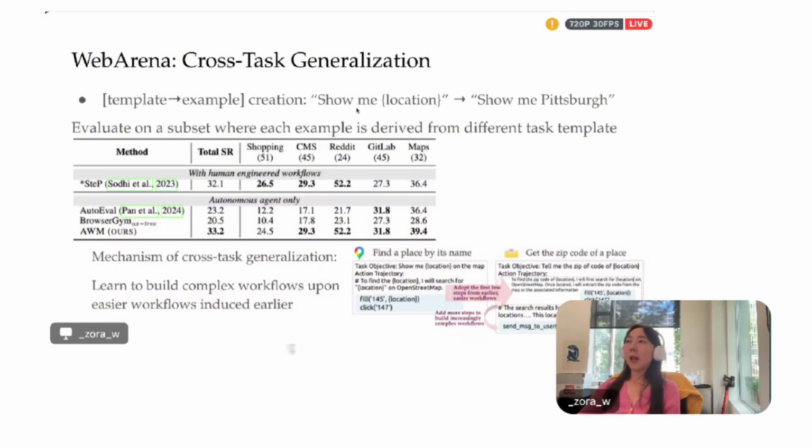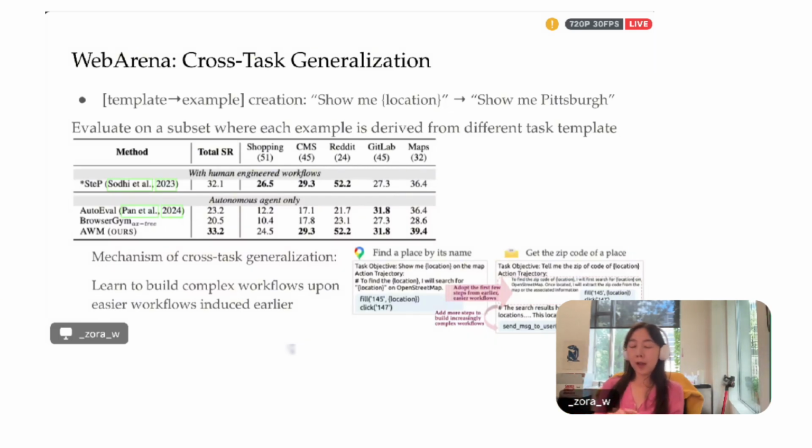So a template could look like "show me location," and this location is the variable they can replace with different concrete values. And then when they are creating the examples, they just assign different values like Pittsburgh, London, New York, and create those as different examples. But one caveat is that our workflow method typically works well on examples that have shared templates.